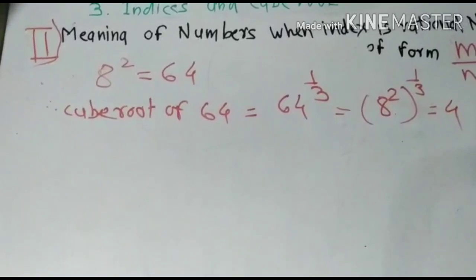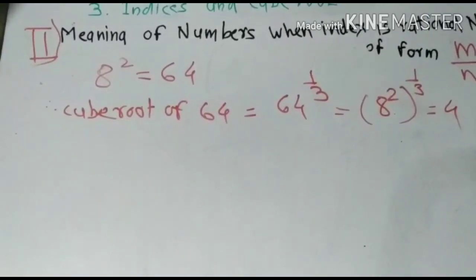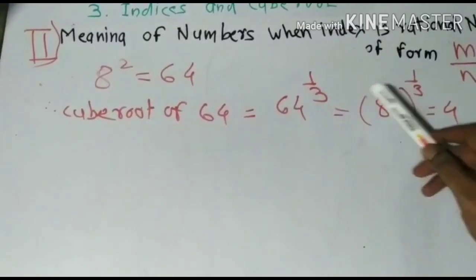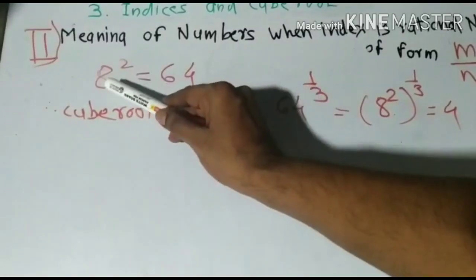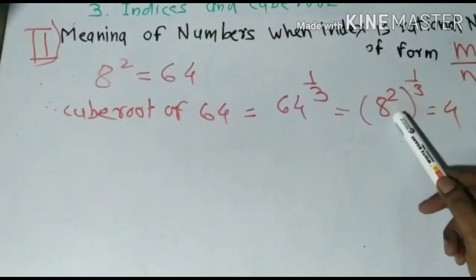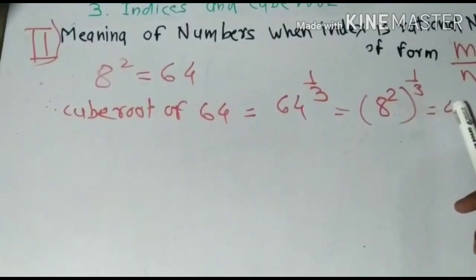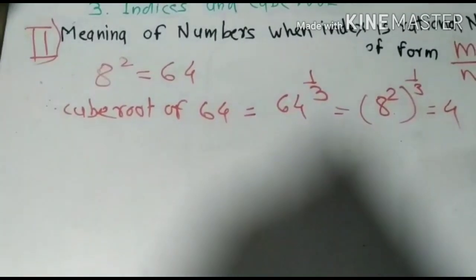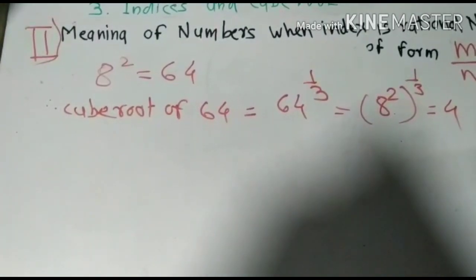x squared is 64. The cube root of 64 is written as 64 raised to 1 upon 3. Now, if we put the value of 64 as 8 squared, since 8 squared is 64, then we get the value 4. How is it? The cube root of the square of 8 is 4.